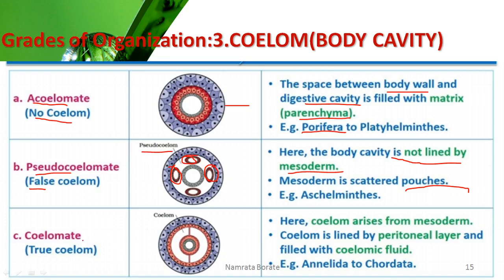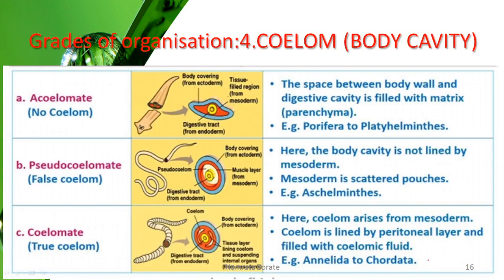Third one is the coelomate. That is called the true coelom. Means a true body cavity present between the body wall and the gut region, the digestive system. Here the coelom arises from the mesoderm region. The coelom is lined by the peritoneal layer and filled with the coelomic fluid. It is observed in Annelida to Chordata.